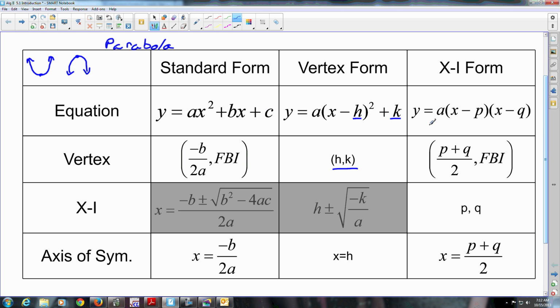This one's an x-intercept form, and you guys are aware of what x-intercepts are. If I were to put this on a graph, and those are the x and y axis, this would be an x-intercept, this would be an x-intercept. And you can read the x-intercepts right out of the equation, right there, the x-intercepts, p and q. All right, I'll explain more of this as we go. I'm just giving you the names of what they are. I'll fill out a chart like this in just a second.